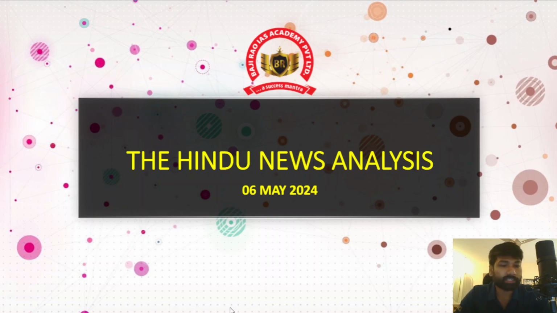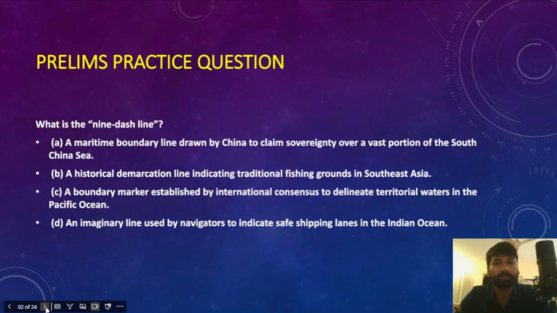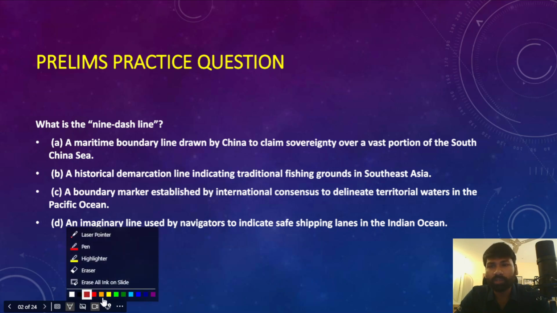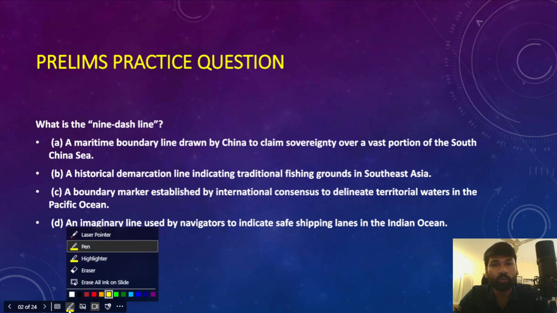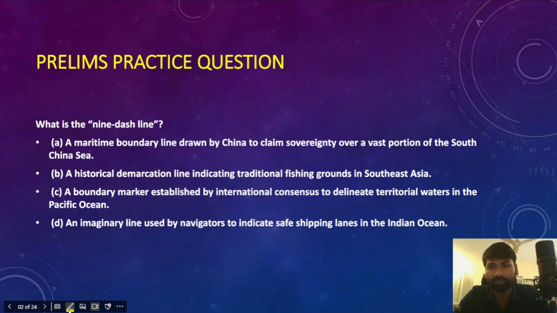So before discussing those important and relevant news articles, let's try to solve yesterday's practice question. A day before yesterday, I gave you one practice question with respect to the 9-dash line. What is the correct statement with respect to the 9-dash line, or which of the following is known as the 9-dash line? Option A says it is a maritime boundary line drawn by China to claim sovereignty over a vast portion of the South China Sea.